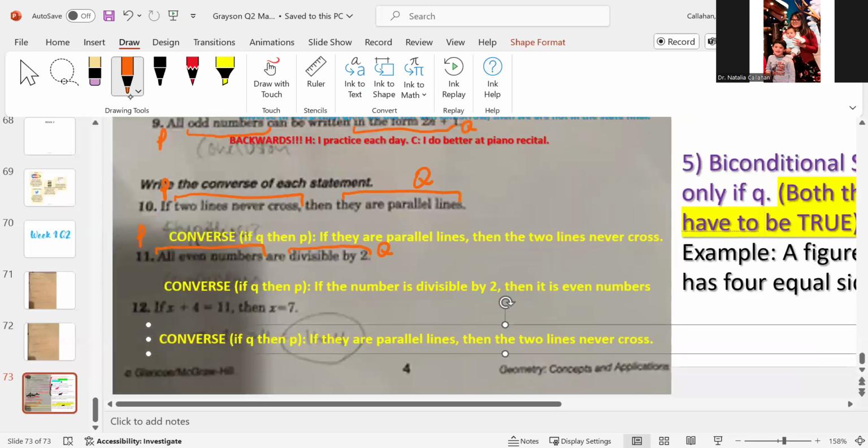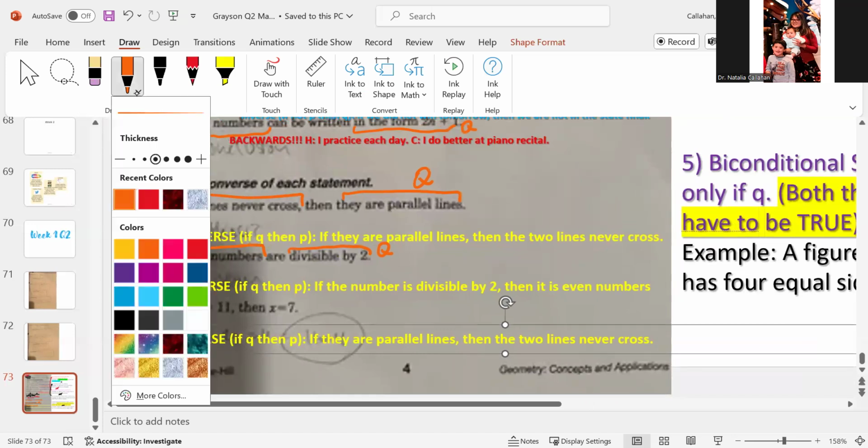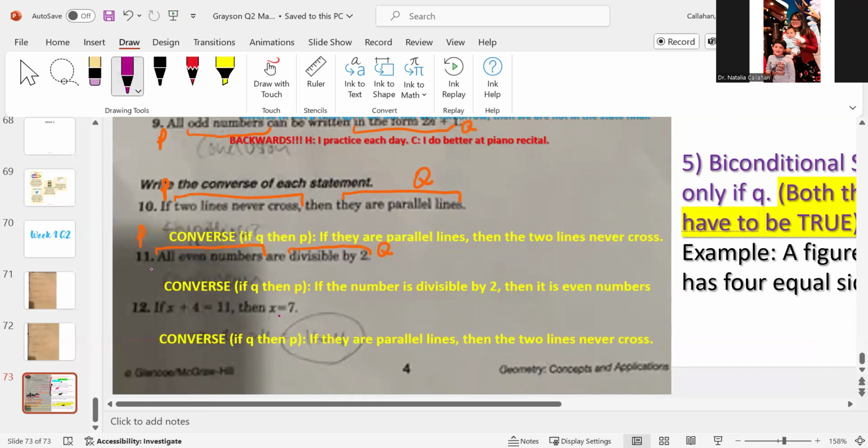Okay, number 12, last one. Make sure you underline the P's and Q's. I did. Underline them. So what was your converse then? Read your converse. If Q, then P. Yeah, so how would you read that? If Q, so what is Q?